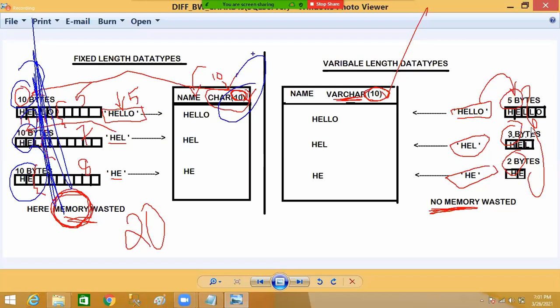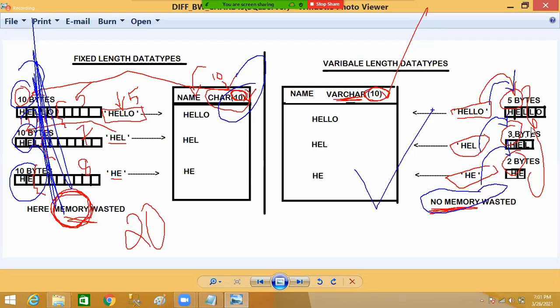But in the dynamic nature, what's the advantage? As per the string length, your size is also modified and changed. That's why there is no memory waste. That means there is no chance to waste our memory. That kind of advantage is there in varchar.